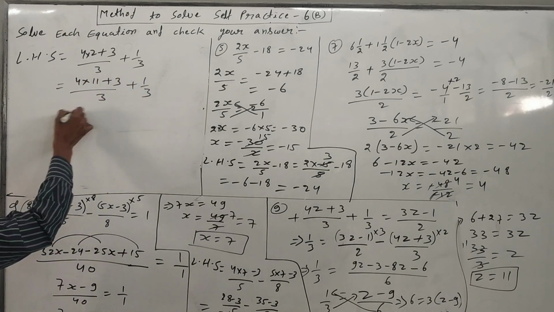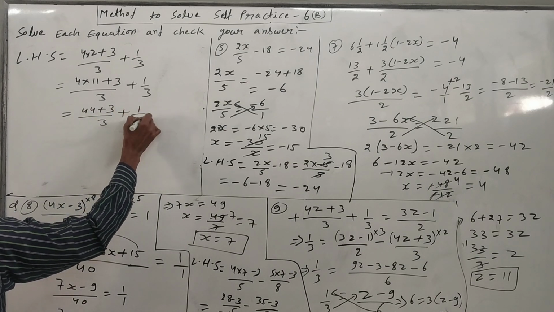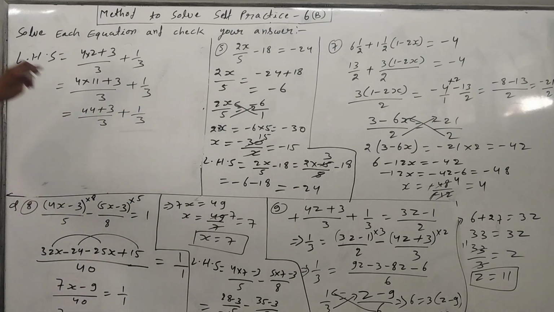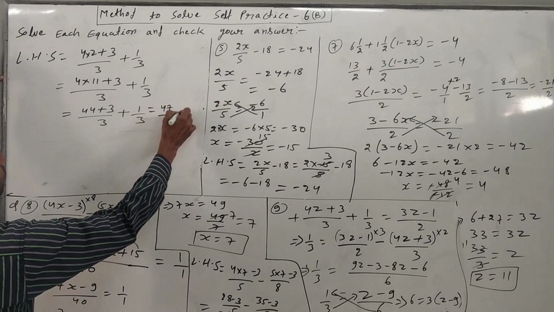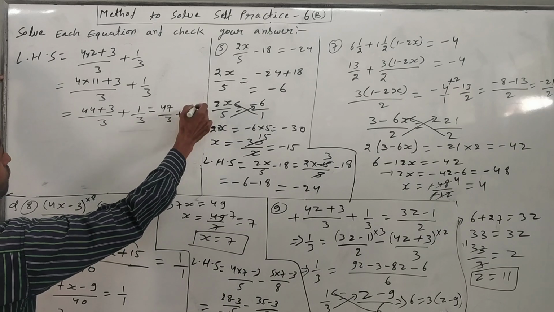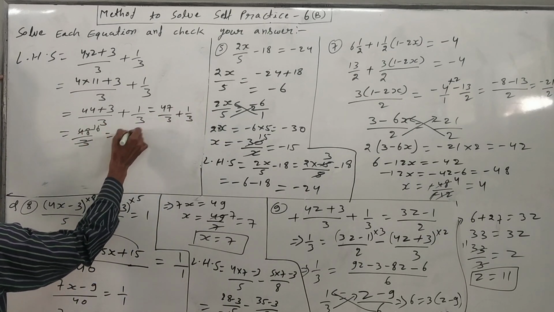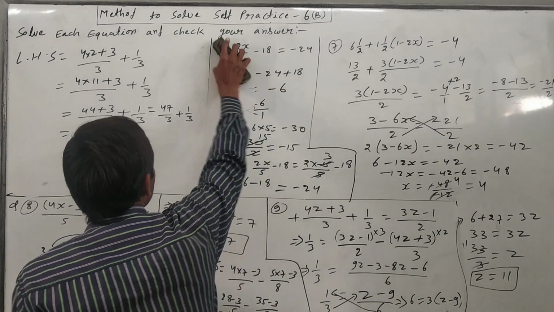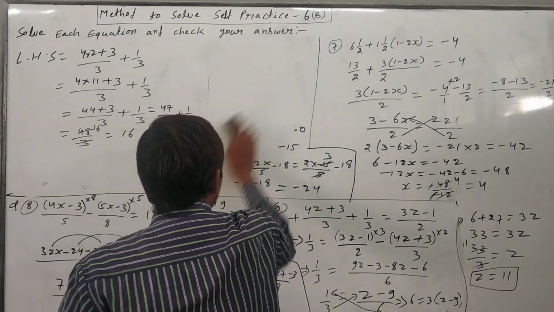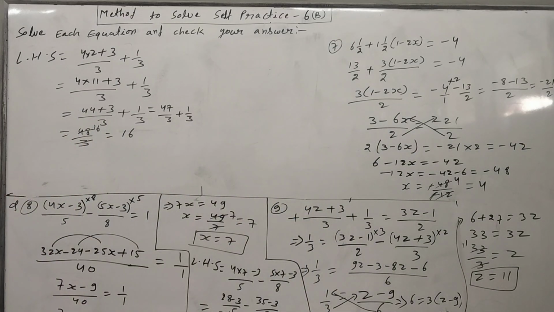So 44 will come. 44 plus 3 upon 3 plus 1 upon 3. Then 44 plus 3, it will come 47. So 47 upon 3 plus 1 upon 3, we will take the LCM, then it will come 48 upon 3. 48 upon 3 will cancel out to 16, means LHS is equal to 16. Now we have to check the RHS part. So what will come in the RHS part? First of all, I will solve the RHS. It should come 16 only, because in the LHS 16 came.